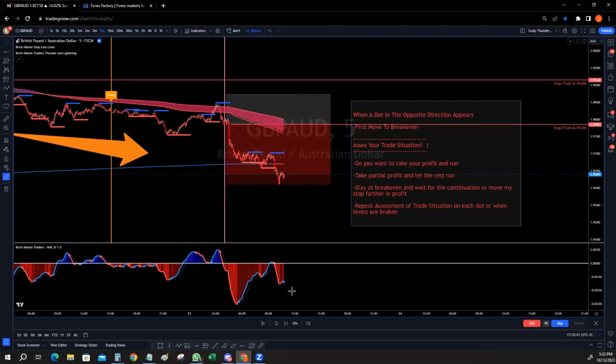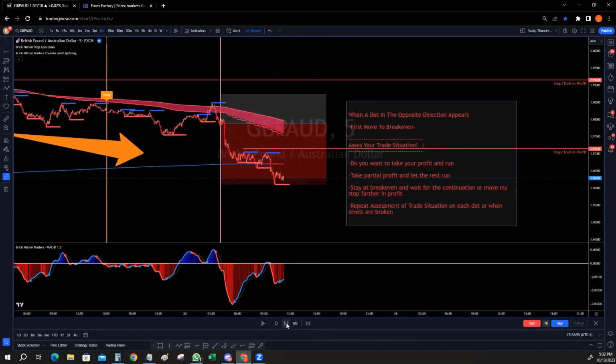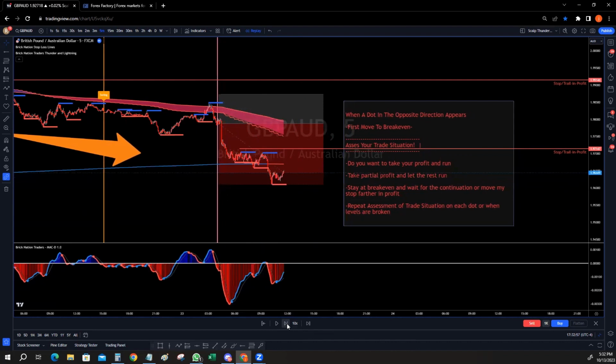All right. So in this scenario, right, blue dot came in. Cool. What I'm going to do is I'm going to at least move my stop farther in profit. I'm going to put it just above these stop loss lines that we got here. And I'm going to let it keep doing what it's doing. All right. And then I'm going to wait till I get my next blue dot.